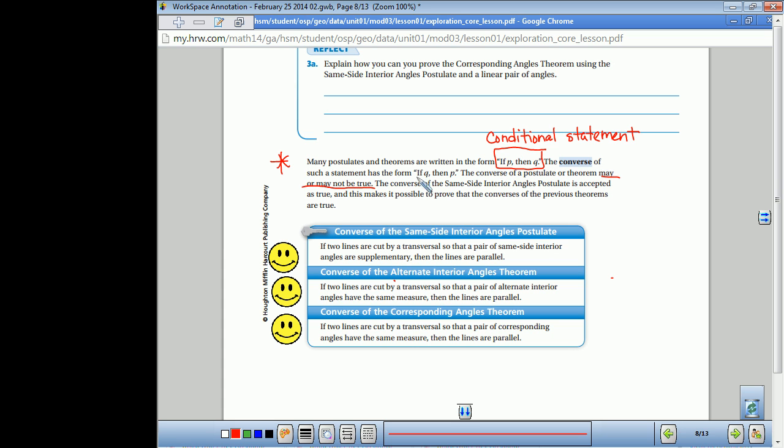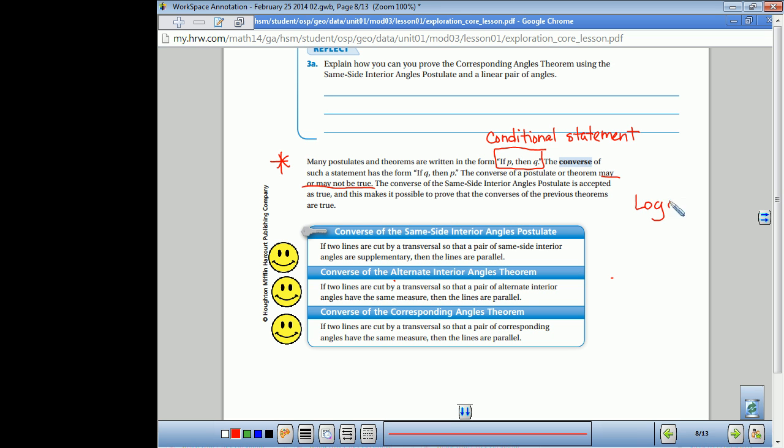Now, converse. A converse is where we switch them. If a figure is a square, then it has 4 right angles. Is that always true? Yes. But if we switched it, if a figure has 4 right angles, then it is a square. Is that always true? So, a converse of a statement may not be true, because a converse just switches the two. Got it?